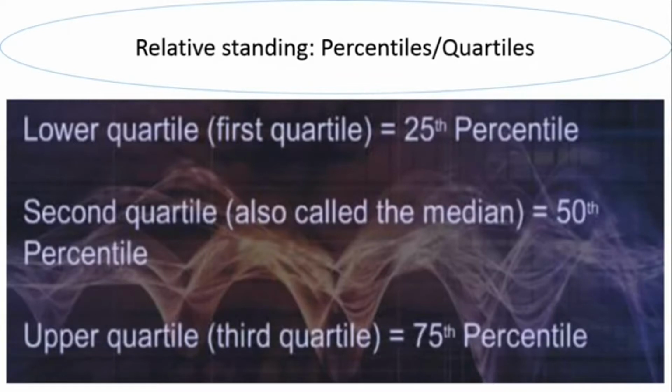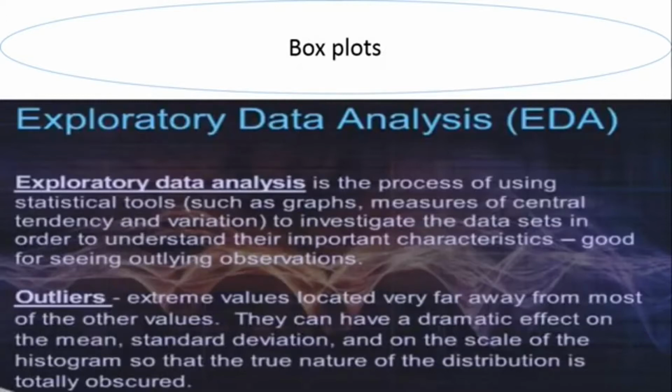So the last thing that I'm going to show you is a box plot, which is exploratory data analysis. Exploratory data analysis is a process of using statistical tools such as graphs, measures of central tendency and variation to investigate the data set in order to understand important characteristics, and it is good for seeing outlying observations. So what are outliers? Outliers are extreme values located very far away from most of the other values. They can have a drastic effect on the mean, standard deviation, and on the scale of the histogram, so that the true nature of the distribution is totally obscured.